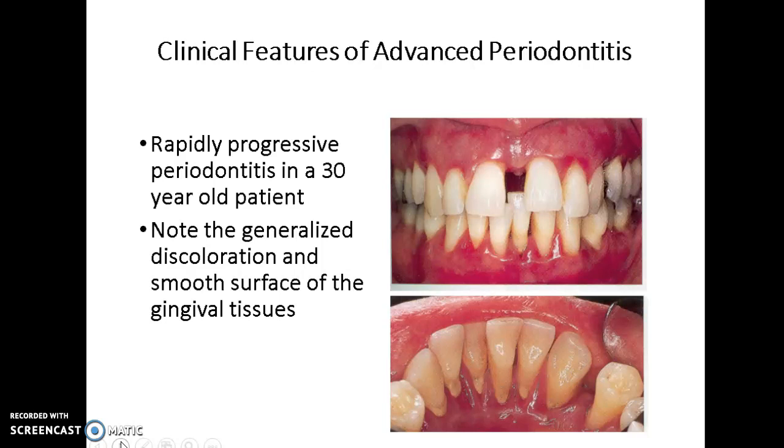So clinical features of advanced periodontitis: we have a rapidly progressive periodontitis, and this is a 30-year-old patient. Notice the diastema between the teeth, which also allows that lower mandibular incisor to super-erupt out of the socket. There's generalized discoloration and smooth, non-stippled surfaces of the tissue around here. On the lower lingual, we have some calculus formations and definitely some recession of the soft tissue here as well. Teeth do definitely appear longer.